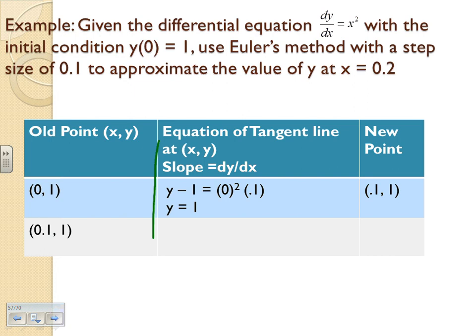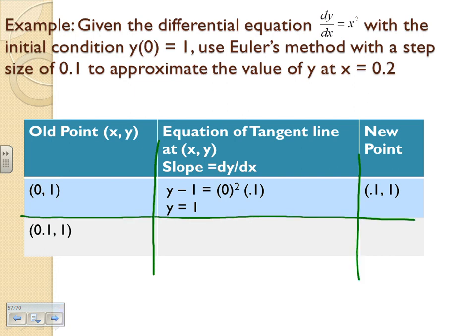I just make a little table like this. If you want to label, you can, but I never do when I do it on my tests. Different things. So I make my table. I put my initial point that they give me right here. And then I'm just going to use y minus whatever that y value was equals our slope, plug in the point 0, 1, and what do you get out?